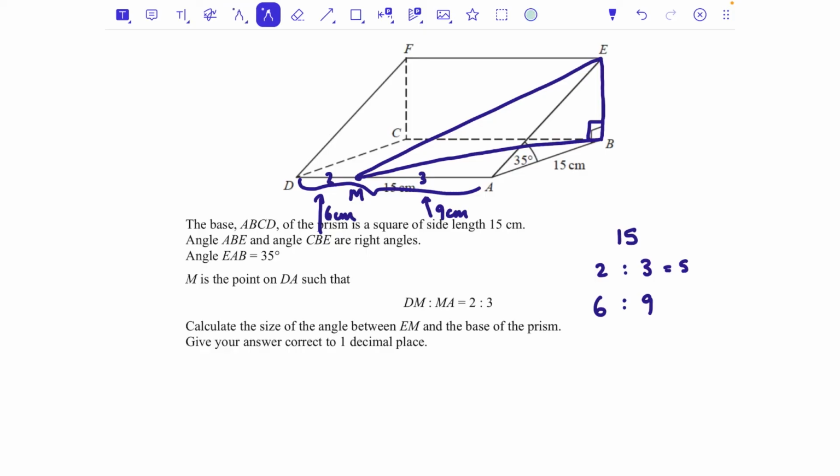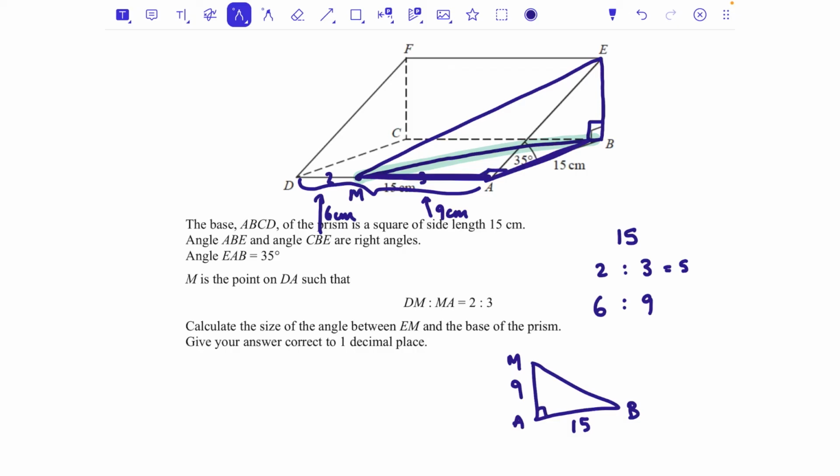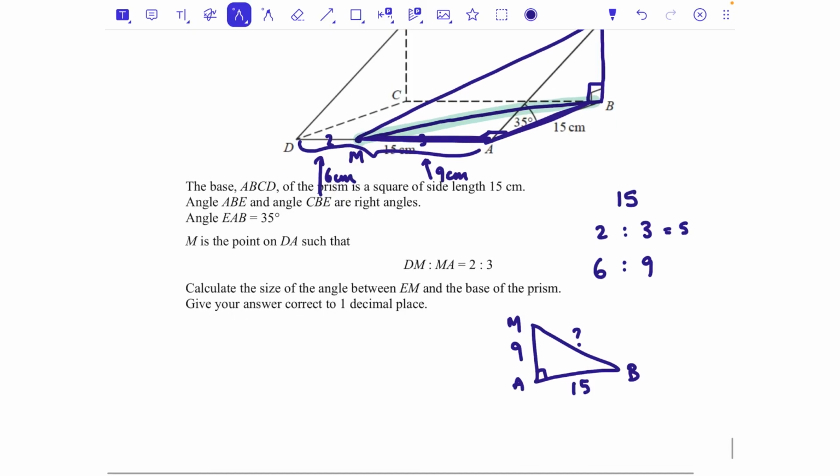Now, if I want the length of this line here, I can now just do Pythagoras using the fact that I know that this side is 9 and this side is 15. If you look down on it from above, let's just draw it like this, where this is M, this is A, and this is B. We've just said that that is 9, and we know that this is 15. It'd be a right angled triangle because there is the right angle.